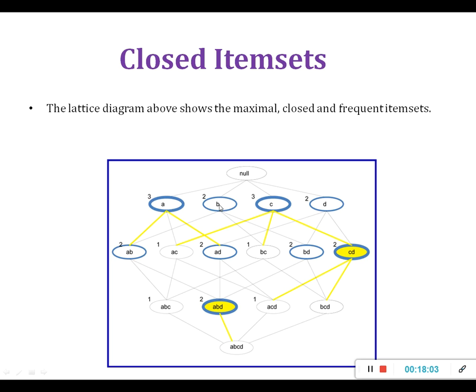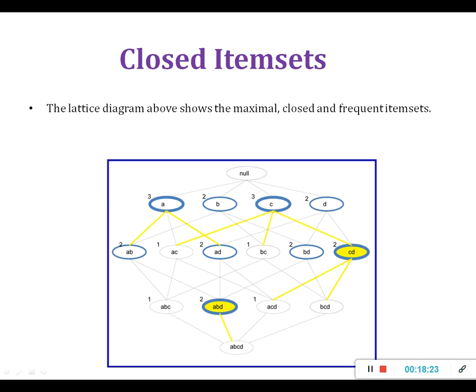Same for B, 2 is not greater than, but it is equal to the minimum support, that is 2. So I have marked it blue. Again C comes thrice, so 3 is greater than 2. Again I am marking it as a blue circle. Again D comes twice, it is equal to the minimum support count, and that's why I have marked it blue.